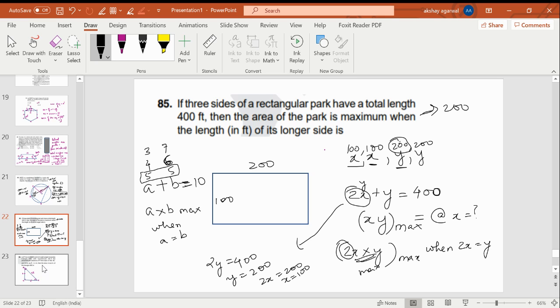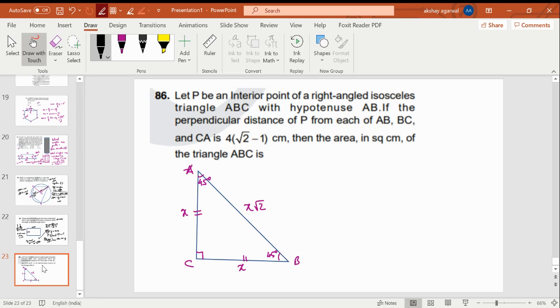Coming to the last question. Let P be the interior point of a right angled isosceles triangle ABC. First of all, when you read this right angled isosceles triangle, the first thing that should click you is it's a 45 45 90 triangle. So I've drawn a 45 45 90 triangle, and in a 45 45 90 triangle, we know if the two perpendicular sides are x and x, because it's an isosceles triangle, the hypotenuse is root 2 times the x. So I've drawn all those things.